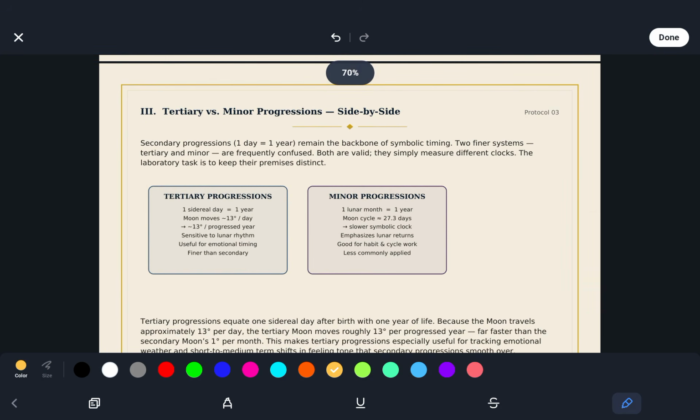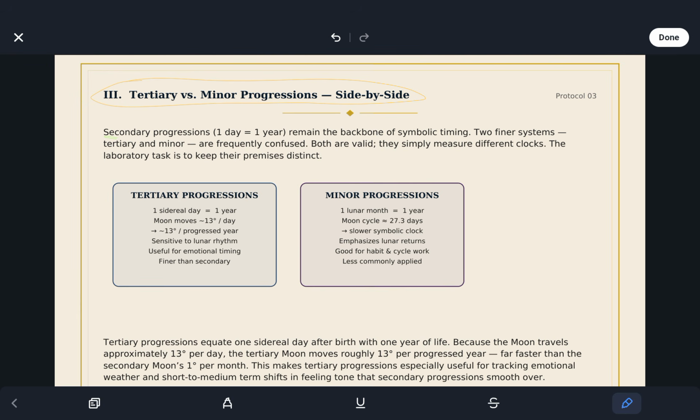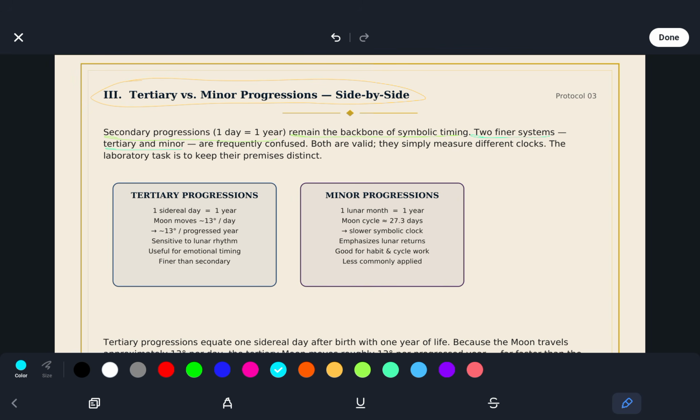Here we're looking at tertiary versus minor progression side by side. Secondary progressions, 1 day equals 1 year, remain the backbone of symbolic timing. Two finer systems, tertiary and minor, are frequently confused. Both are valid, they simply measure different clocks. The laboratory task is to keep their premises distinct.